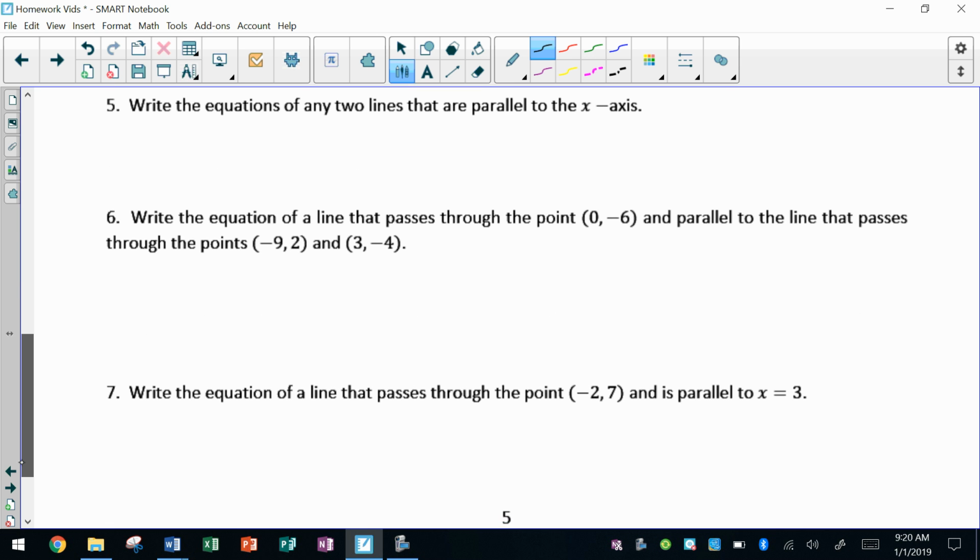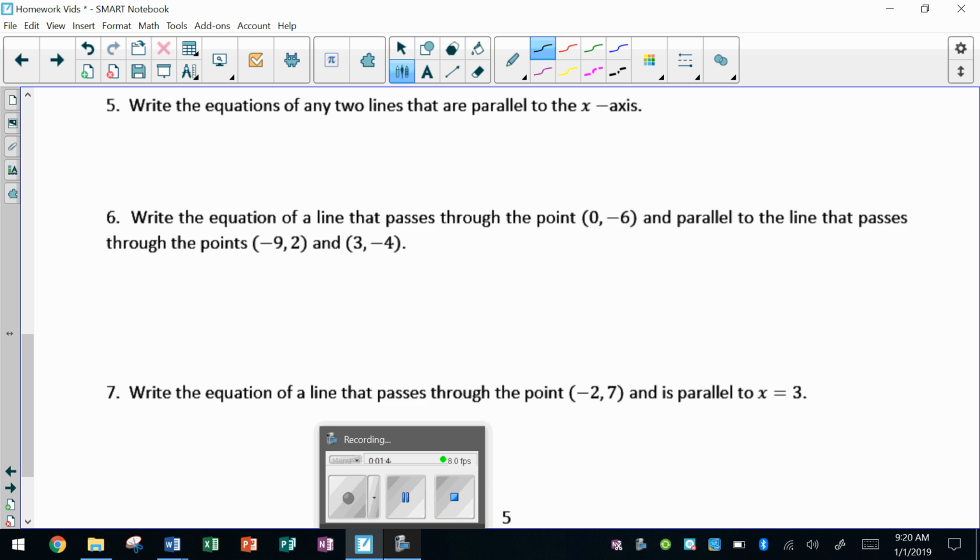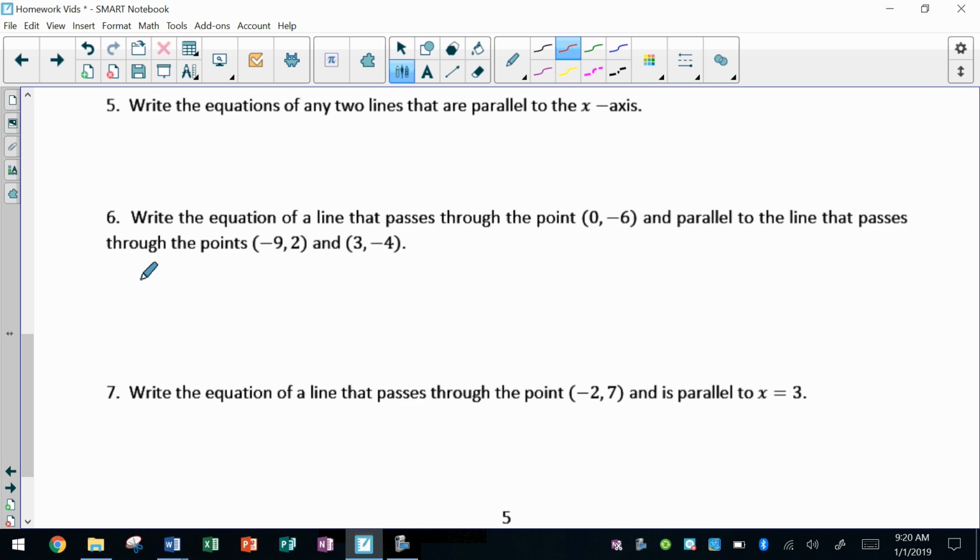Let's skip down to number 6, talk about number 6. Write the equation of a line that passes through the point 0, negative 6 and is parallel to the line that passes through the points negative 9, 2 and 3, negative 4. First thing you're going to have to do is compute the slope. So for the slope formula, we know that that's the change in y over the change in x. And so we'll subtract the y's, negative 4 minus 2, and then we'll subtract the x's, 3 minus negative 9. We get negative 6 on top, 12 on the bottom, which is negative 1/2.